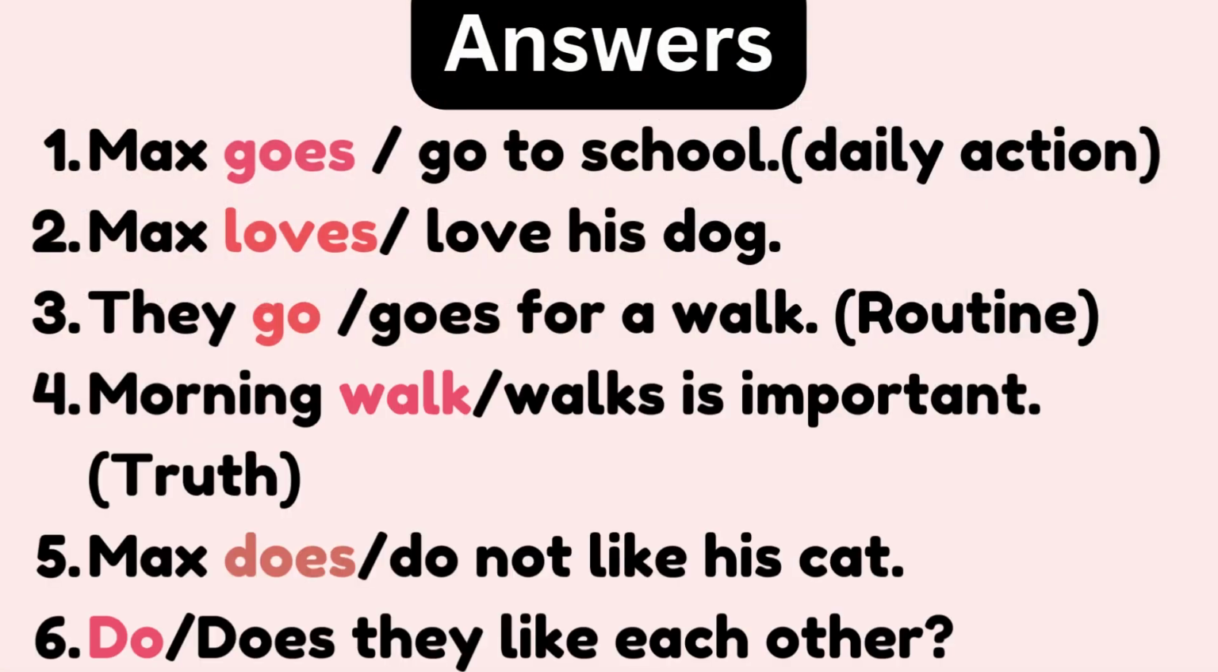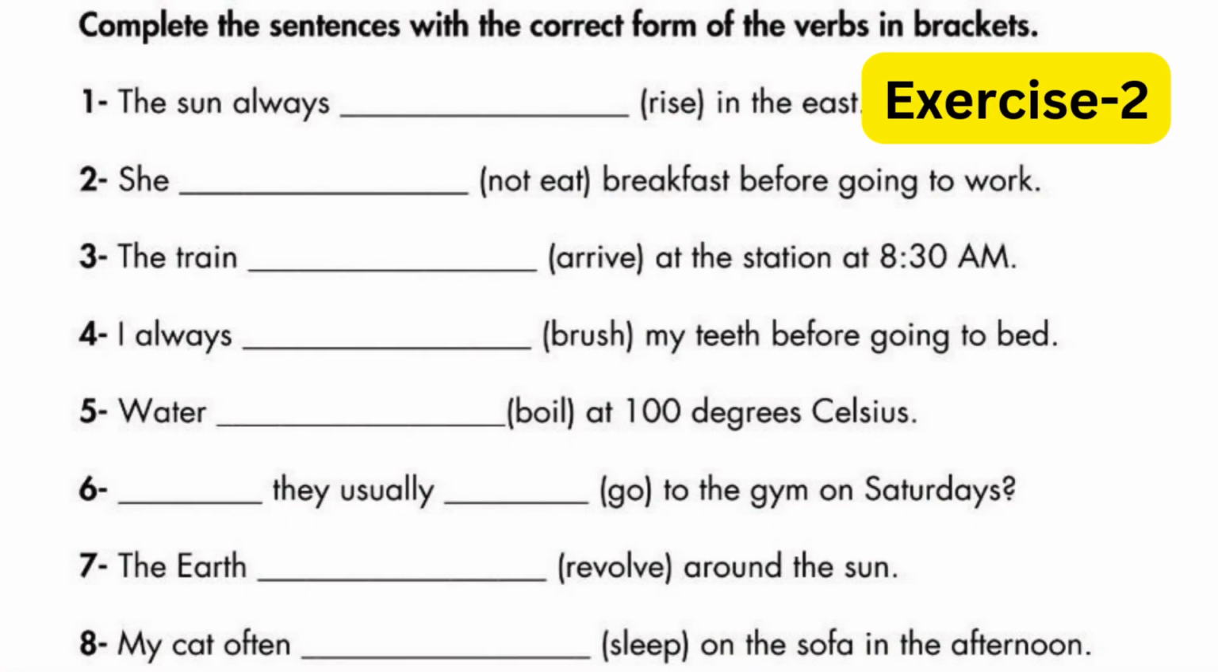Now check your answers. Max goes to school. That is daily action. Max loves his dog. They go for a walk. Morning walk is important. Max does not like his cat. Do they like each other? This is another practice exercise for you.